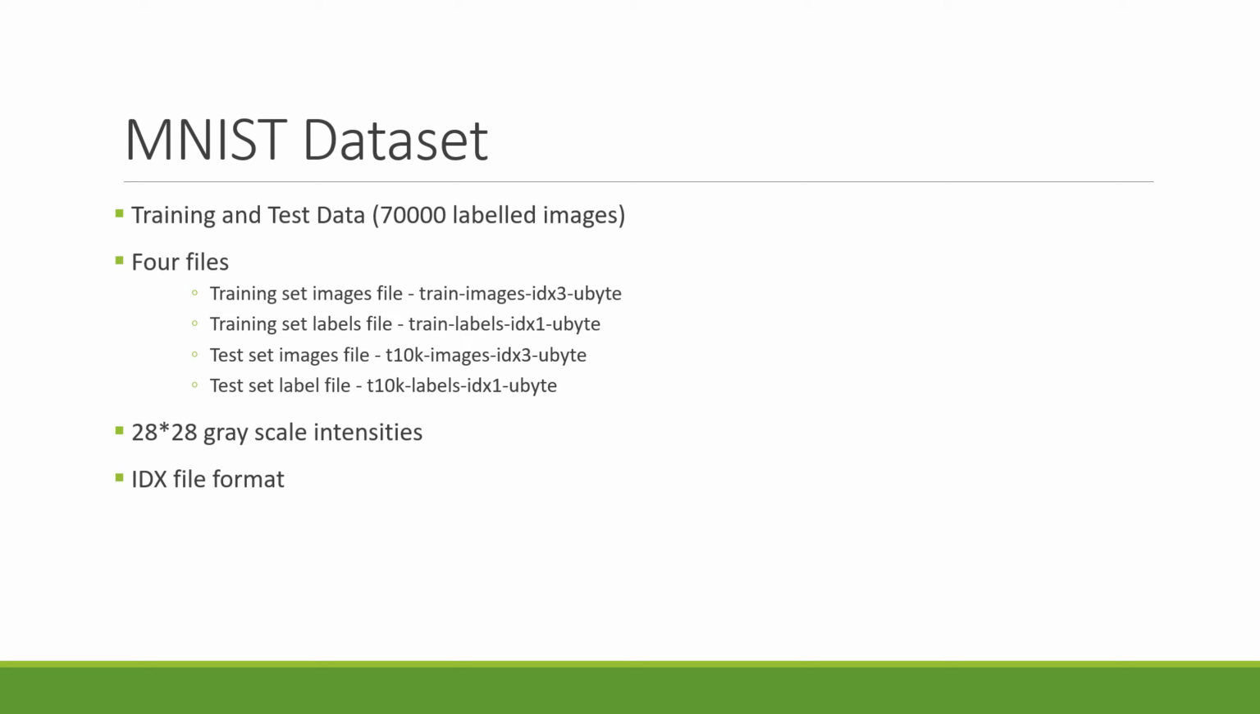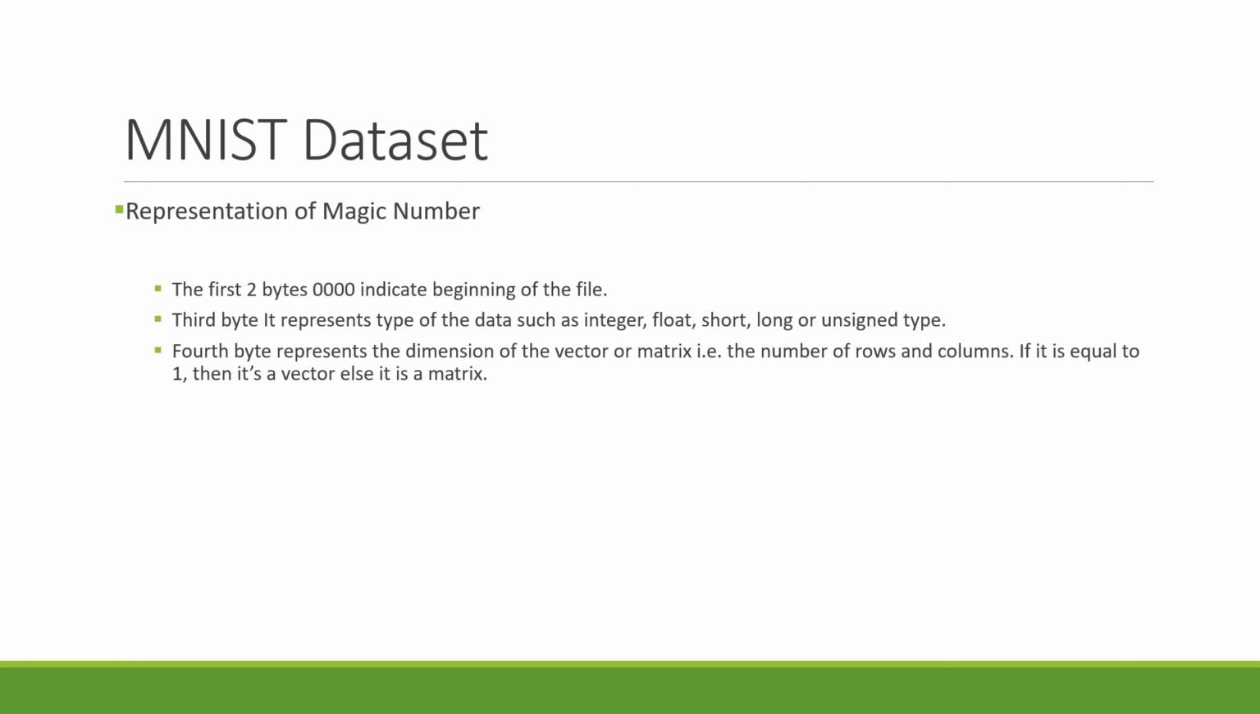This is a very convenient format, and as part of the description, the magic number is provided at the top. A magic number is the direct usage of a number in the code. Usually it is an integral value in which the first two bytes are zeros. The third byte represents the type of the data, such as integer, float, short, long, or unsigned type. The fourth byte represents the dimension of the vector or matrix, like the number of rows and columns.